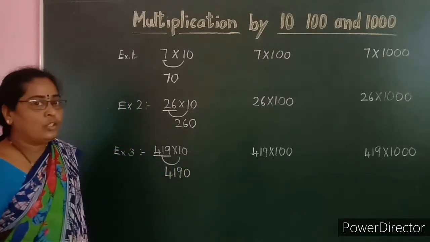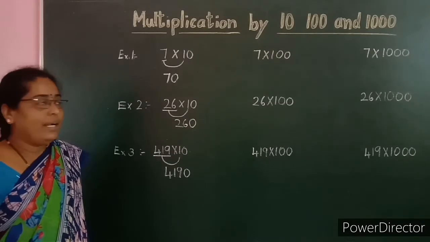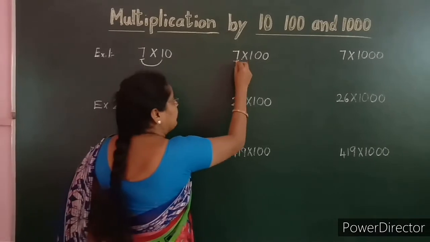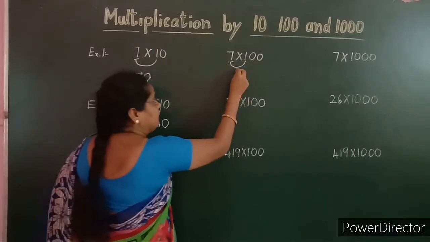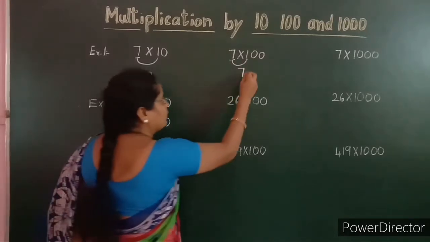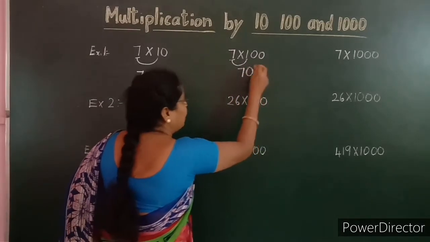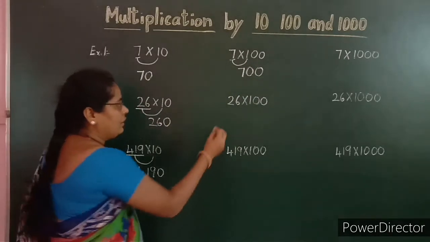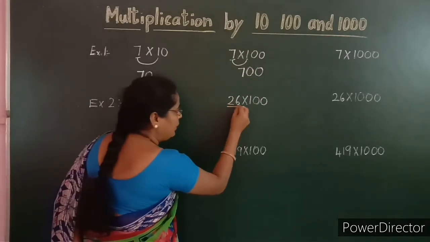Now you see how to multiply a number by 100. The first number, 7. 7 ones are 7. Then here, how many zeros? 2 zeros. Right? 2 zeros. So 7 into 100 is 700. Let's see one more example.